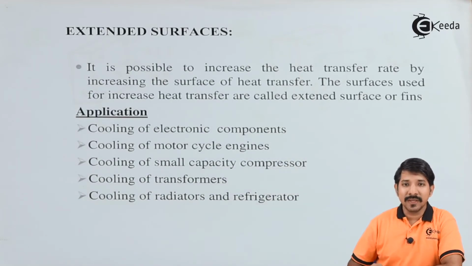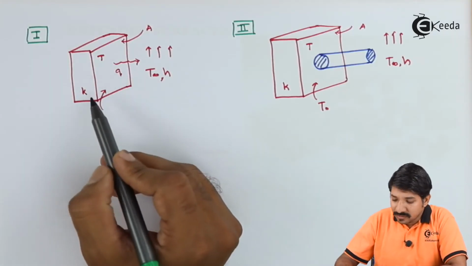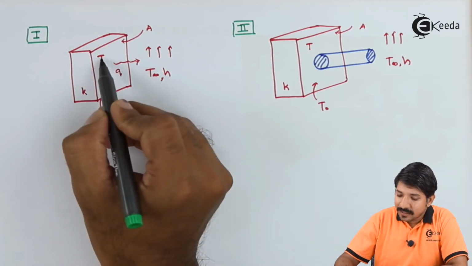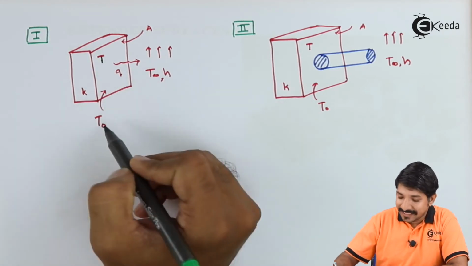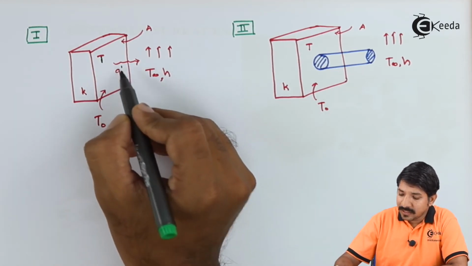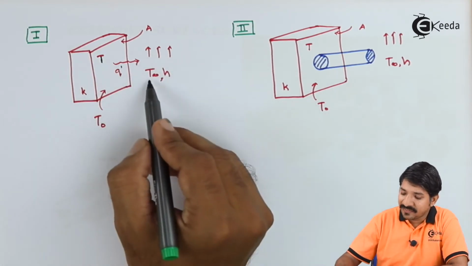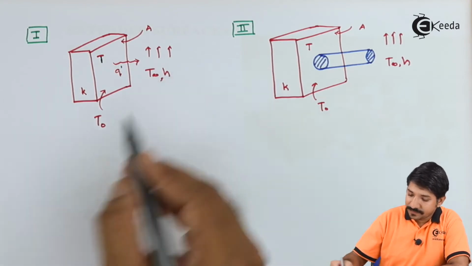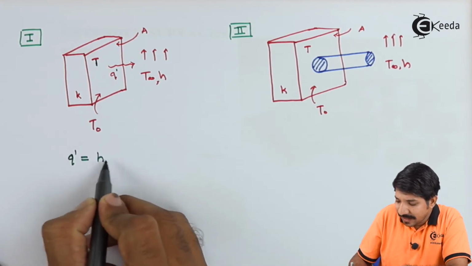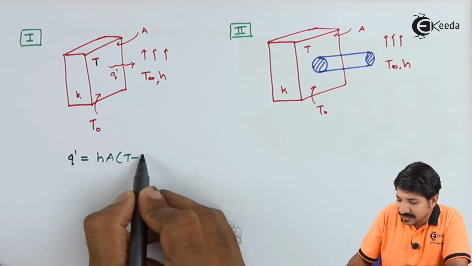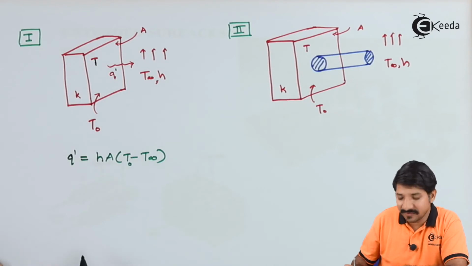So to illustrate the same, let us look at an example. Let us consider case 1 where we have taken a slab whose thermal conductivity is K. Let us say the slab is kept at temperature T0. Let us say Q dash is the amount of heat that is transferring to the ambient air, and ambient air is kept at T infinity and the heat transfer coefficient is H. Now by Newton's law of cooling, we know that Q dash can be given as H A (T minus T infinity). So in this case, we can write this as H A (T0 minus T infinity).